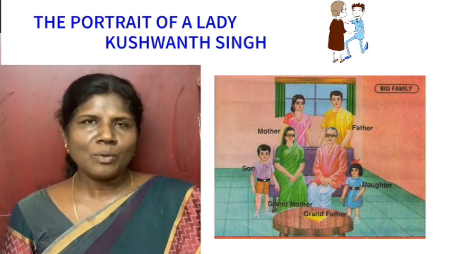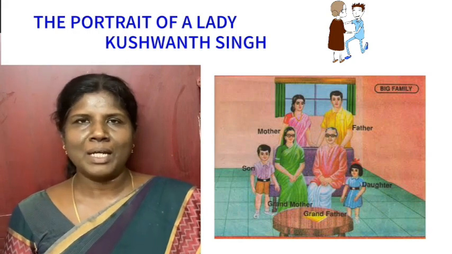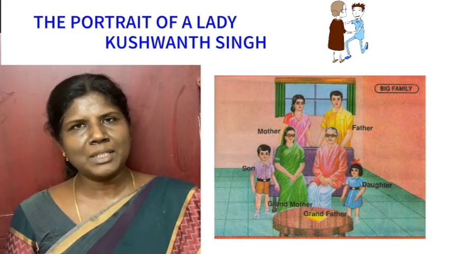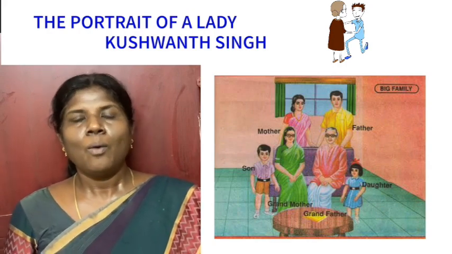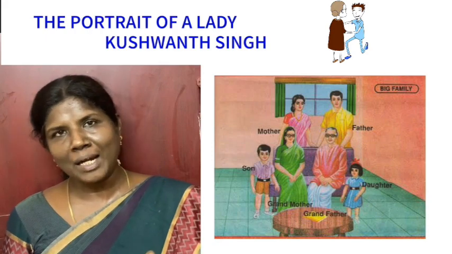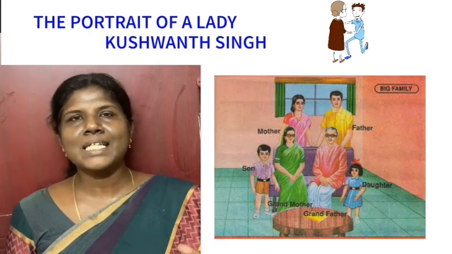ஓகே, now Khushwant Singh, he lived in the joint family. So that means his father, mother, himself and his grandmother. The grandmother also lived with him. Okay, now what sort of a beautiful bond they had between them? That's what in this lesson he is telling us.